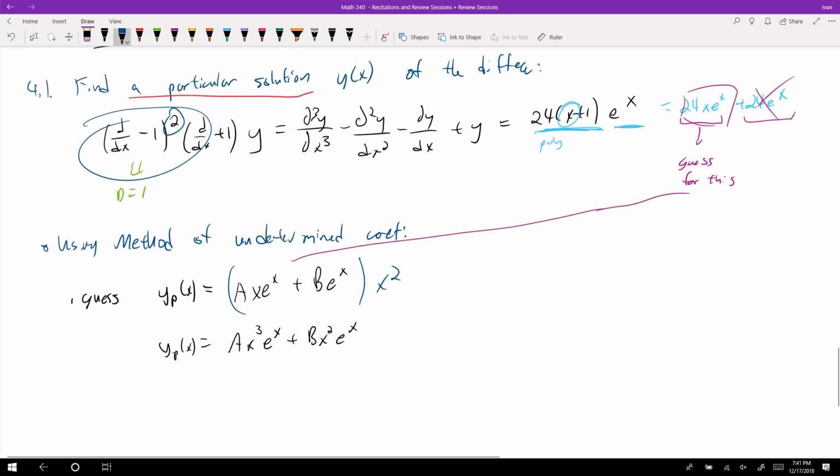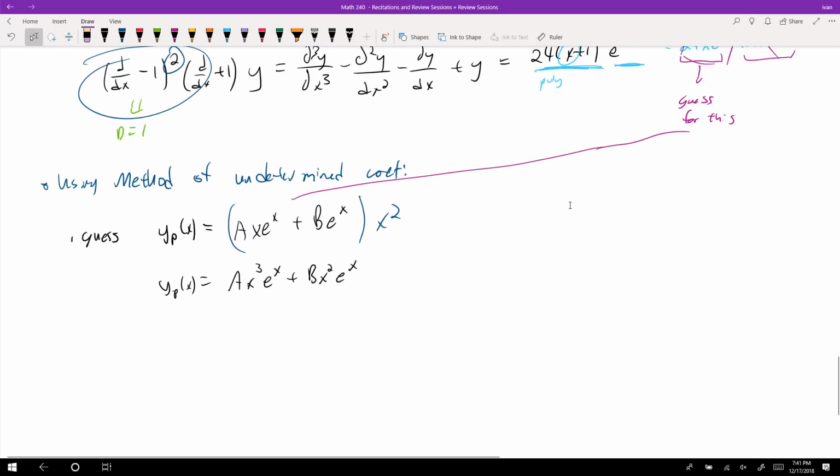So now what? Now we got to take our derivatives. So here's an exercise in where the product rule and keeping track of your derivatives actually makes this problem really simple. Well, not really simple, but more manageable than you think it will be. So you have y_p of x is equal to this. I'm going to write it with the e to the x out, so this is e to the x times (ax cubed plus bx squared). I just pulled the e to the x out of the equation.